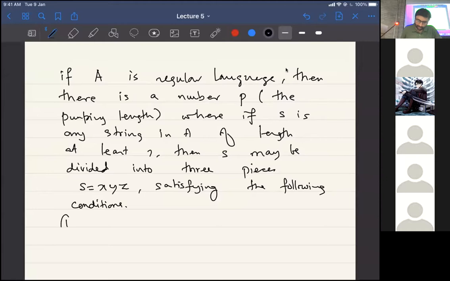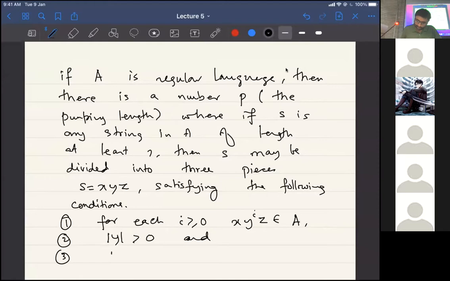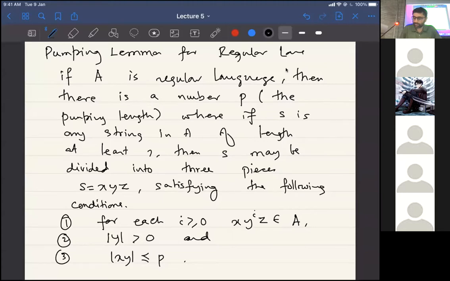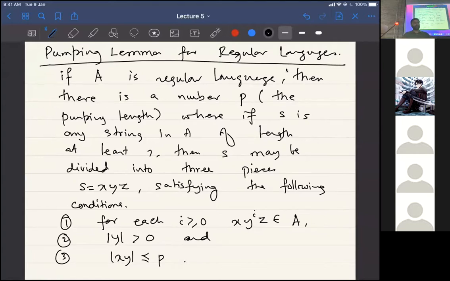Condition number one, for each i greater than or equal to 0, XY^iZ is in A. Condition number two, the length of Y is non-zero, and the length of XY has to be less than or equal to P. Okay. This is called the pumping lemma for regular languages. This is a very important result, and it is used to prove languages are not regular.